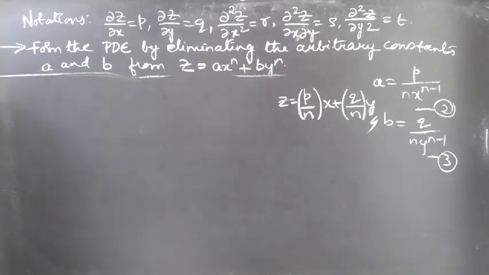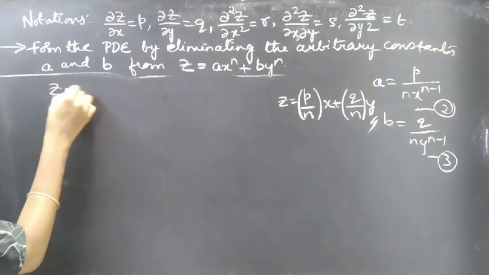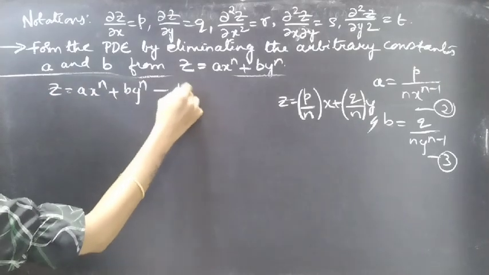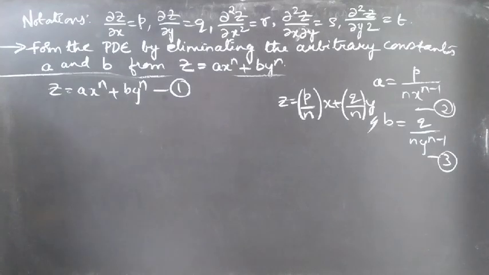Now let's see how to find the partial differential equation from z equal to a into x power n plus b into y power n without increasing the number of steps. Okay, we are given z equal to a x power n plus b y power n, a relation. Consider it as equation 1. Now partially differentiate 1 with respect to x.